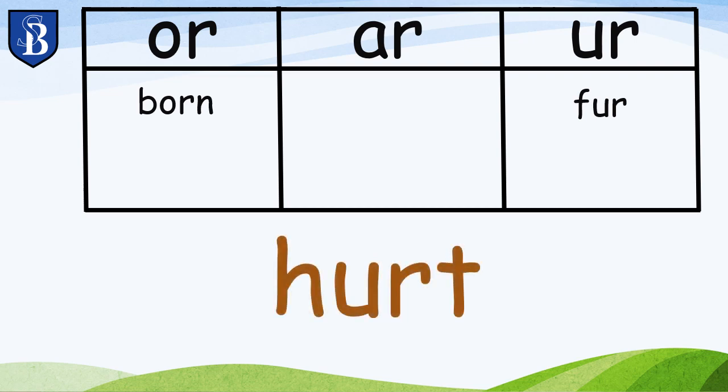How about this word? Can you see the or, ar or ur digraph here? Yeah, there it is. U and an R to make the ur digraph. Let's segment and blend this word together. Hurt. Where do we need to place the word hurt? That's right, it needs to go in the ur column. It has a U and an R to make the ur digraph. Hurt.